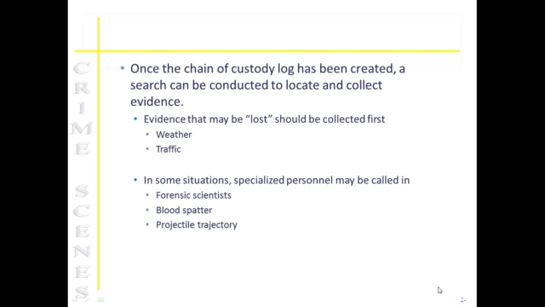So a lot of times, forensic scientists in that crime laboratory might respond to crime scenes to assist police officers in the collection of the evidence. They might also assist in doing some bloodstain spatter interpretations or projectile trajectory examinations also.